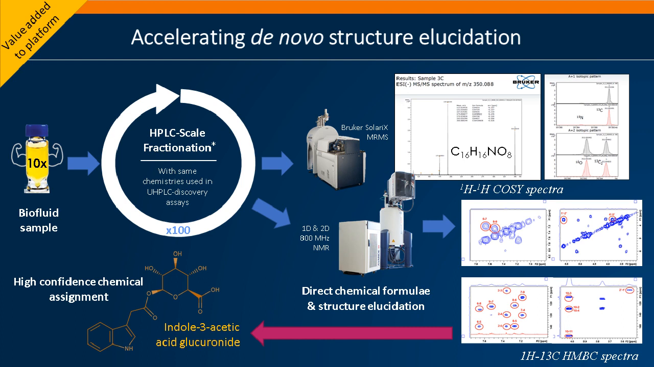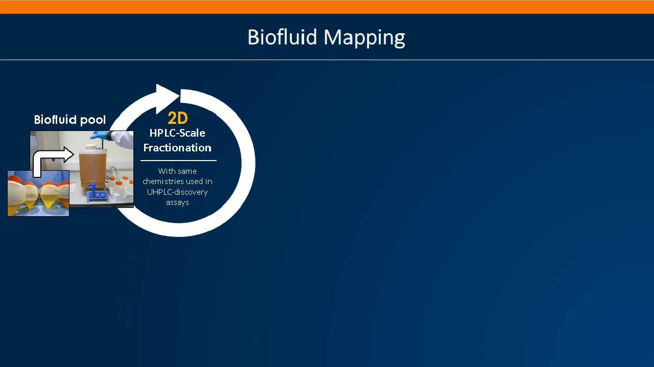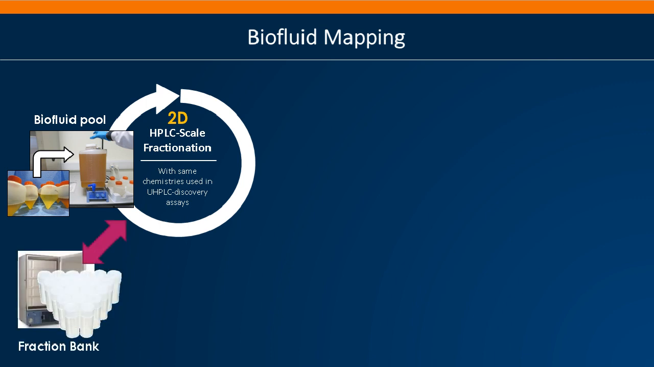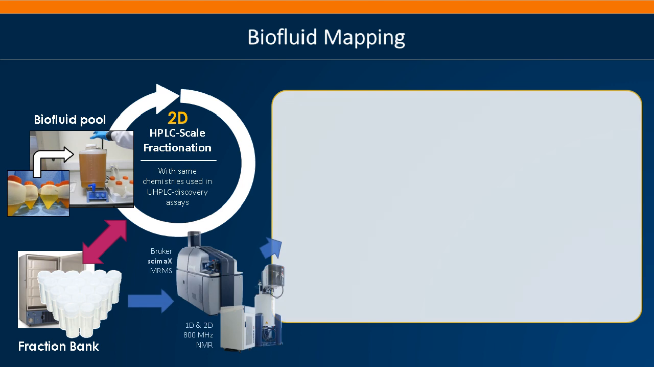It is a bit of a traditional approach, but I'll show you next how we've worked to automate that and do as much of the work up front as possible. So we call this adaptation of the approach biofluid mapping, okay? We take a large biofluid pool, we do larger scale fractionation, in this case in multiple dimensions. We then bank the fractions that are made from the urine or from the plasma or serum separation so that we have material to go back to.